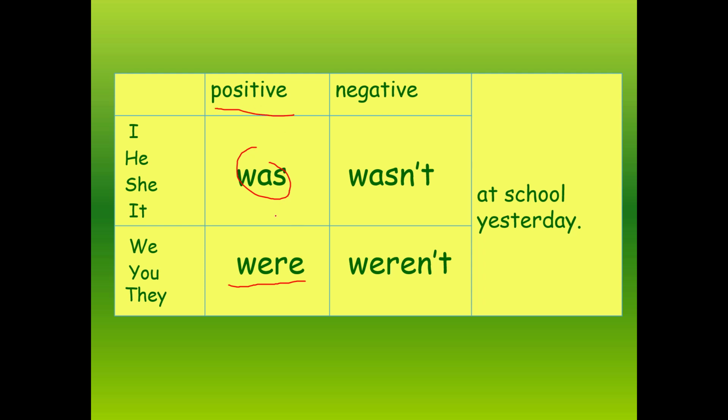In positive, we can say was. In negative, we can say wasn't. Wasn't es la contracción de was not. For example, I wasn't at school yesterday. Yo no estaba en la escuela ayer. Or in plural, we weren't at school yesterday.